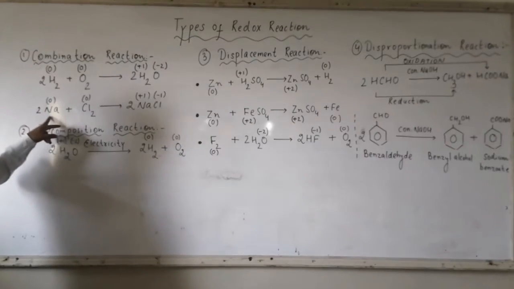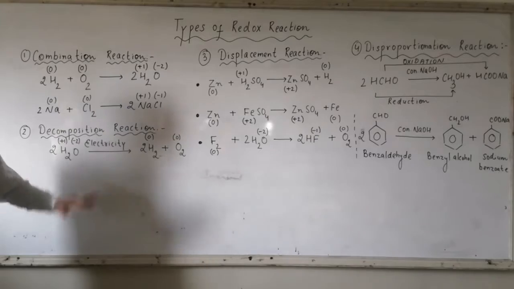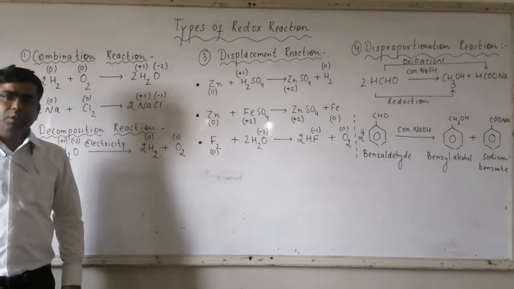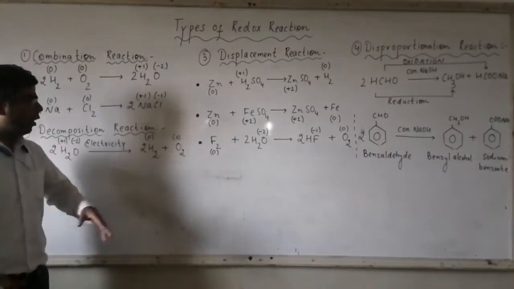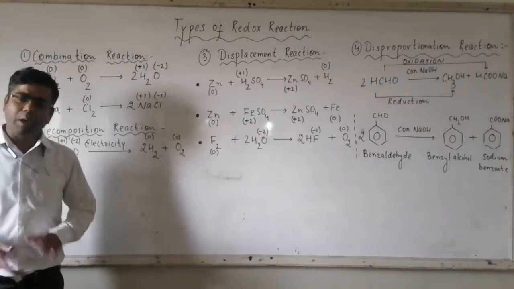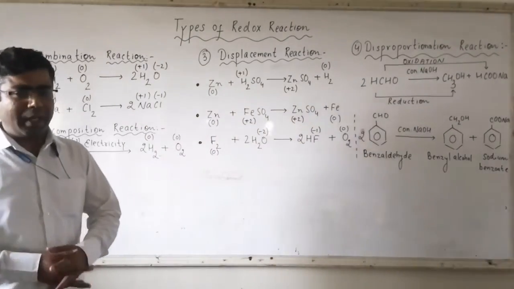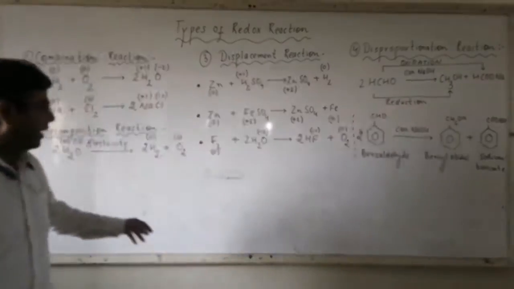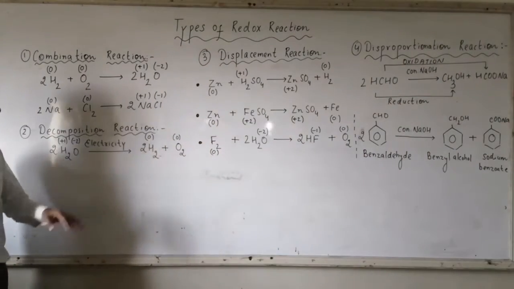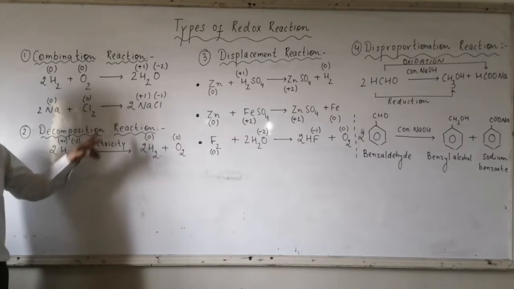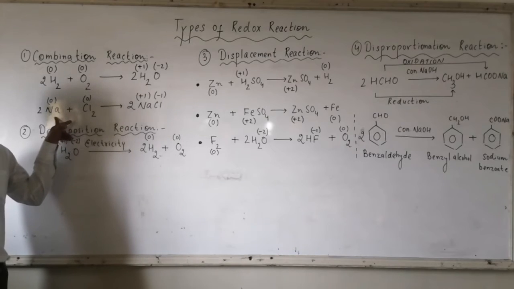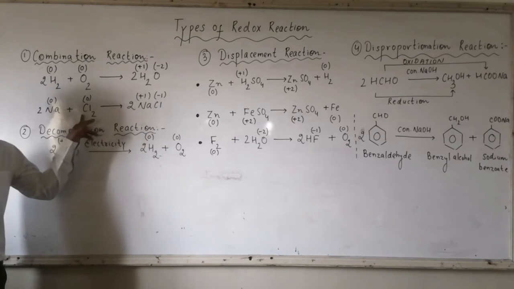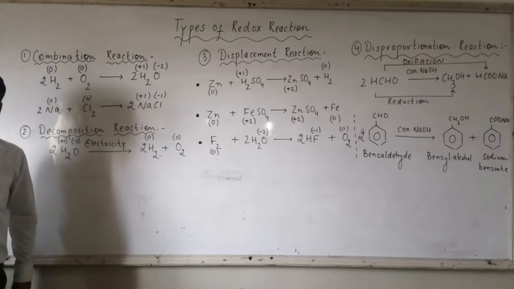Then comes combination between sodium and chlorine. Sodium combines with chlorine to form NaCl, which is called common salt or sodium chloride, or it is also called table salt. It's the free state for sodium and it's the free state for chlorine. So for sodium, the oxidation state will be 0 and for chlorine, the oxidation state will be 0 here.